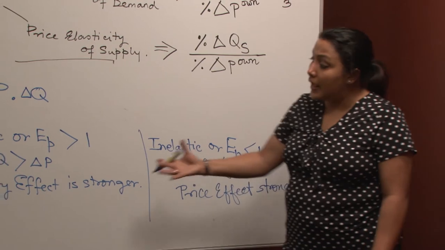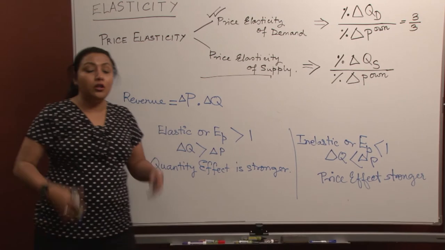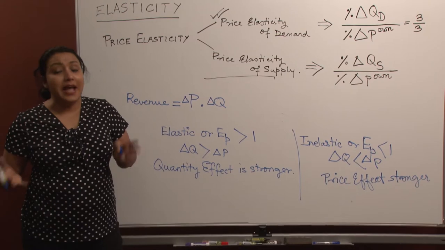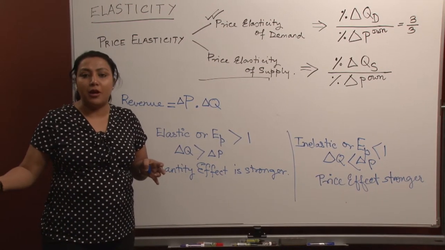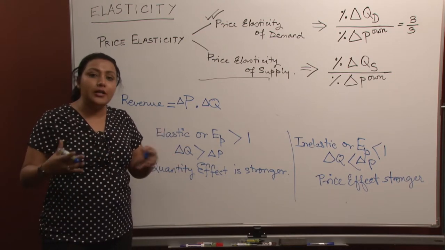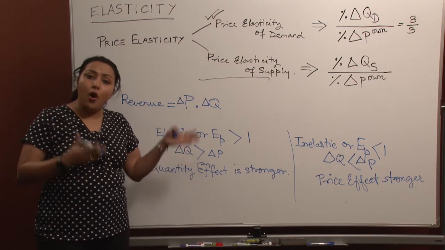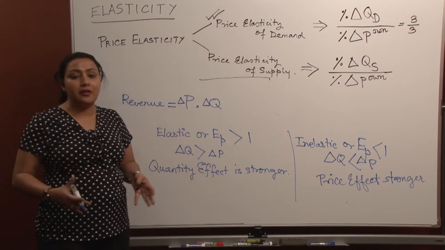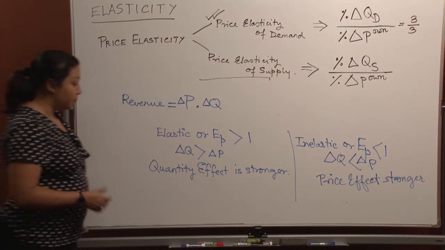So the takeaway from here is that the impact on revenue really depends on the nature of the commodity, whether the commodity is elastic or inelastic. That is what really tells you the impact on revenue, and not really what has happened to price or quantity, right? So for all elastic commodities, it is the quantity effect that drives the revenue. For all price inelastic commodities, it is the price effect that drives the revenue. Okay, so that is our takeaway from here.